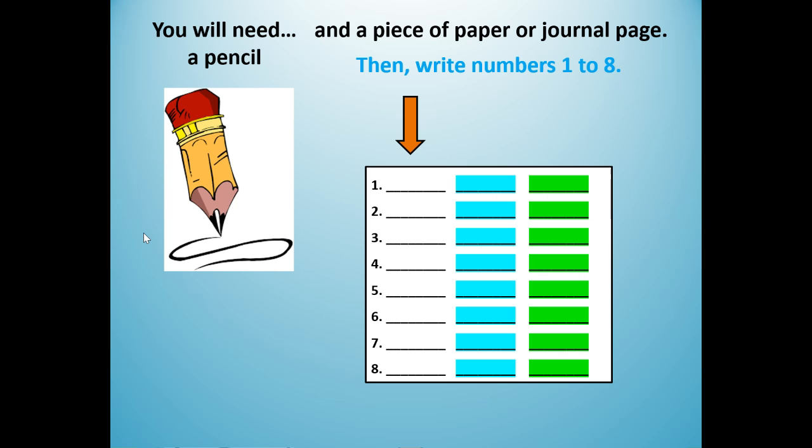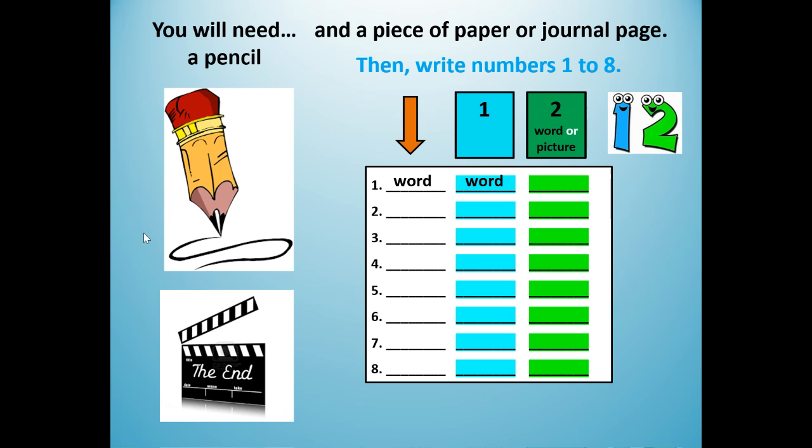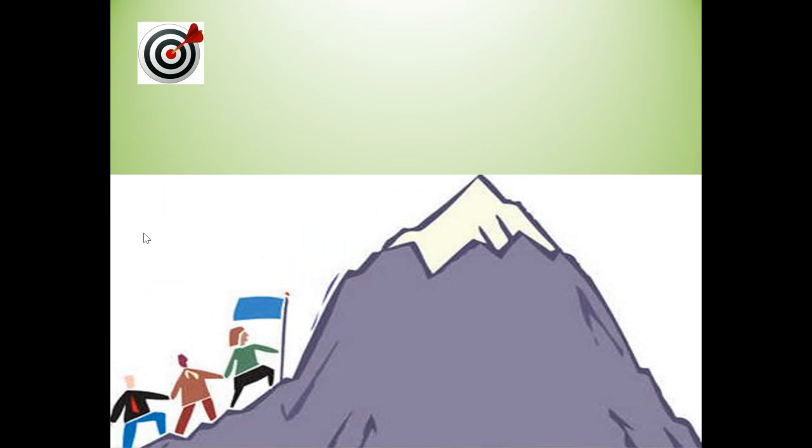So after you write your numbers 1 to 8, you're going to write each vocabulary or sight word for each number. At the end of the lesson, you're going to write the word up to 2 more times. In the first column, write the word again, and in the next column, write the word, or you can draw a quick picture or sketch.